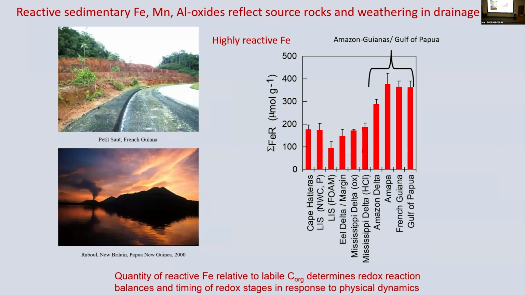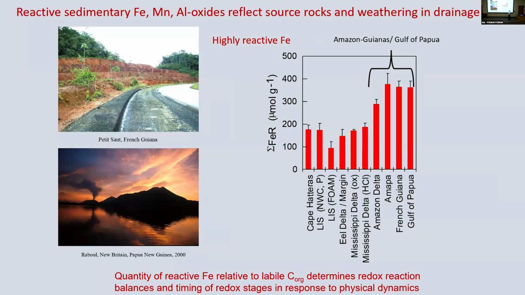However, one of the most important properties that is common to these two systems that I'll be talking about is they deliver a lot of reactive iron on the surfaces of the particles. If you measure the bulk iron in these systems, they don't vary that much from non-tropical river systems. But the surface iron phases on the particles that are delivered are heavily enriched in iron oxides due to the weathering in the drainage basins.